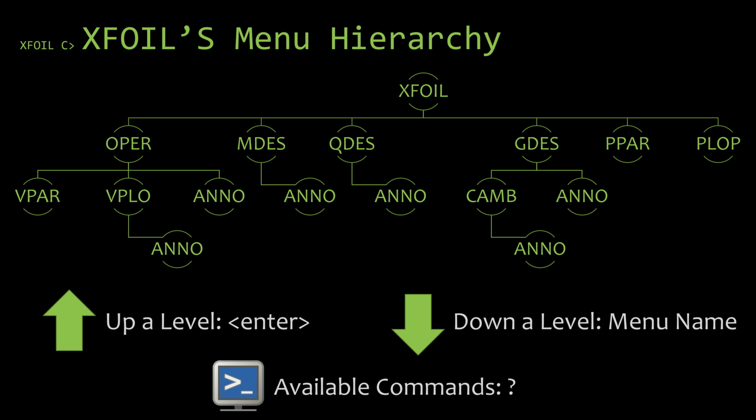So those are the three big ones when it comes to navigating through the menu hierarchy. To go up a level with the command line blank, you hit enter. To go down a level, you type in the name and you hit enter. And if you are wanting to know the different things that are available on the menu you're at, just type in the question mark and hit enter.